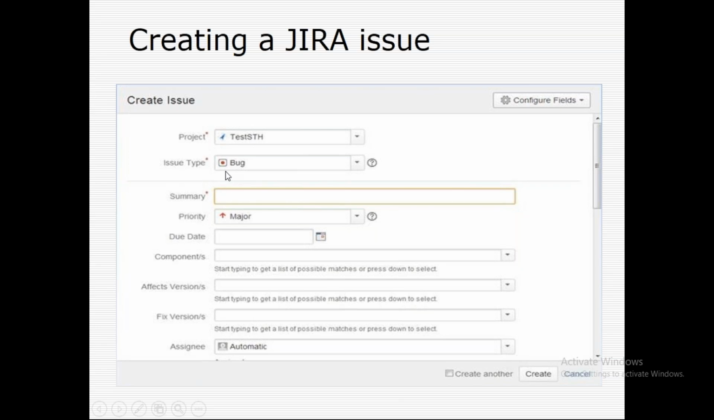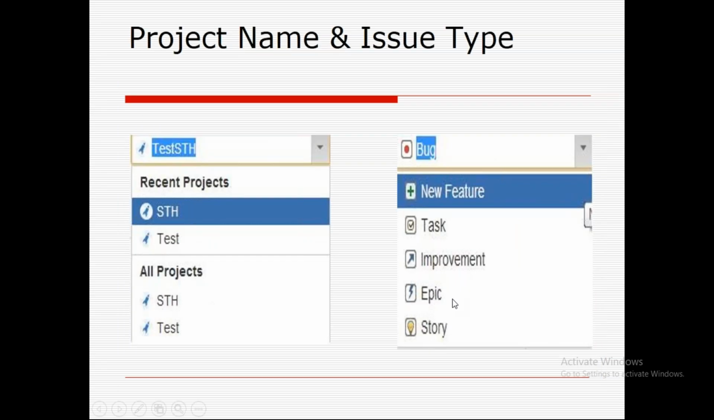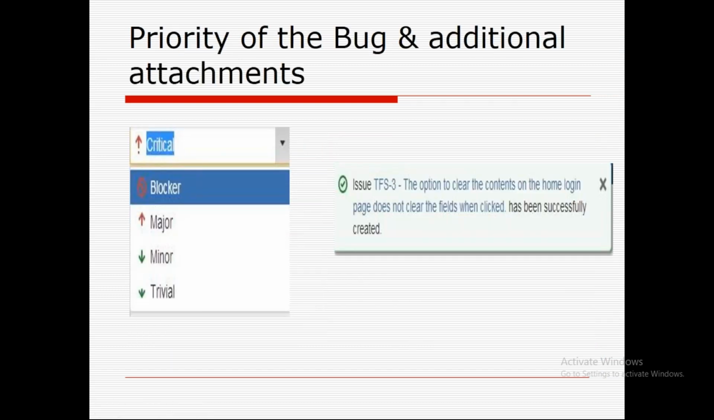Issue type can be a bug, epic, story, new feature, task, or improvement. If you are assigned to multiple projects, you can see multiple projects out here. And then one more important field is the priority. It can be critical, blocker, major, minor, or trivial priority.